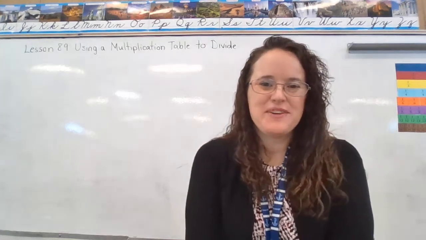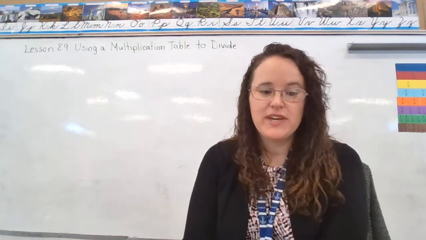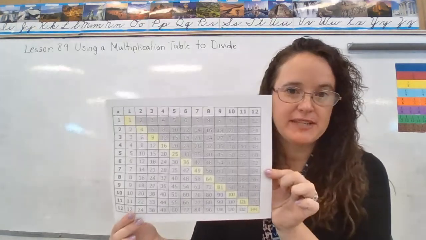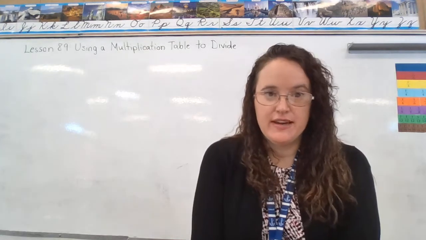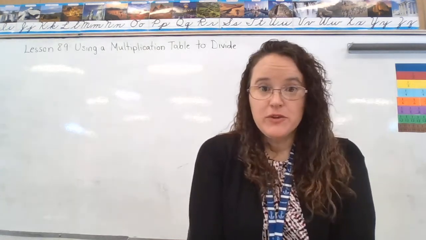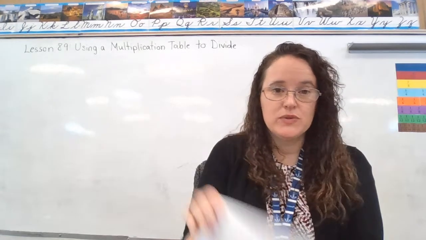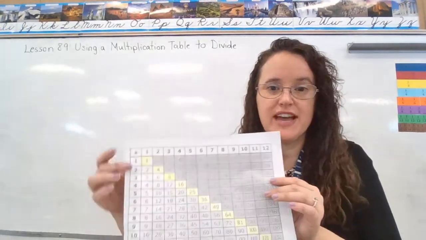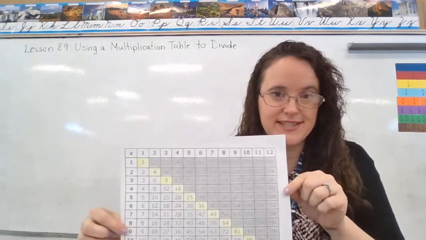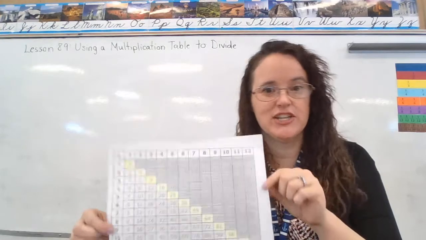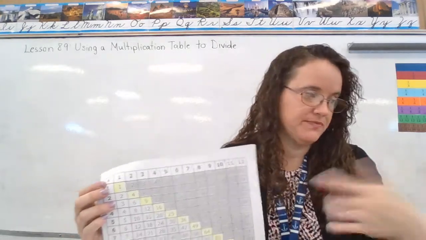Hi class, today we are on Saxon Math Book 3, Lesson 89, and we are going to use a multiplication table to divide by one-digit numbers. If you were with me a couple weeks ago, we used the multiplication table to divide by 2 only. It's the same process, but I'm going to show you how it changes just a little bit when we're dividing by something other than 2.